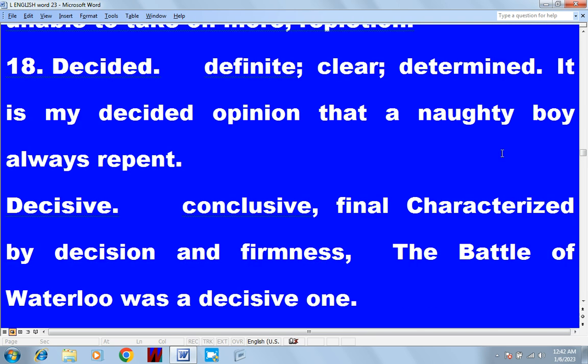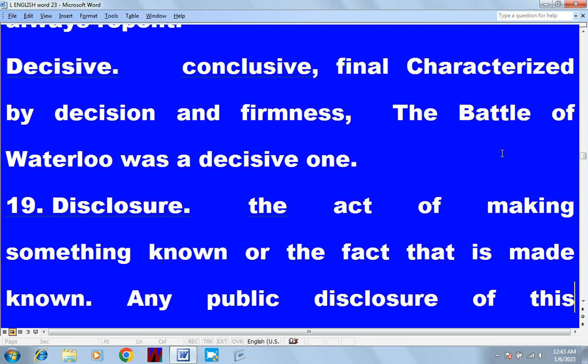Decided means definite, clear, determined. It is my decided opinion that a naughty boy will always repent. You must remember the meaning of repent, means regret. Decisive means conclusive, final, characterized by decision and firmness. The Battle of Waterloo was a decisive one.